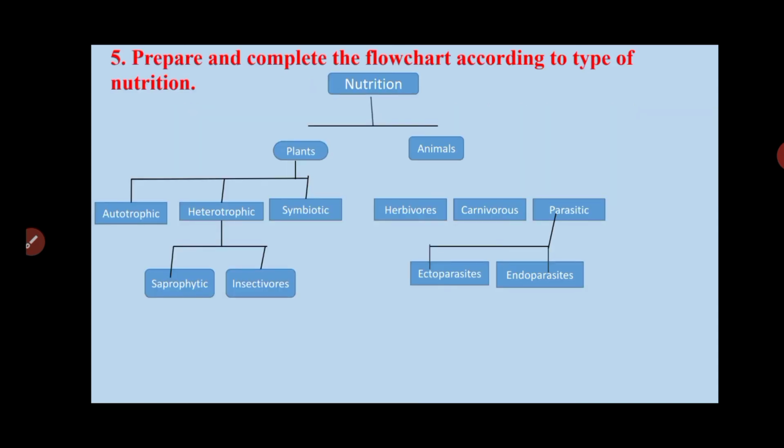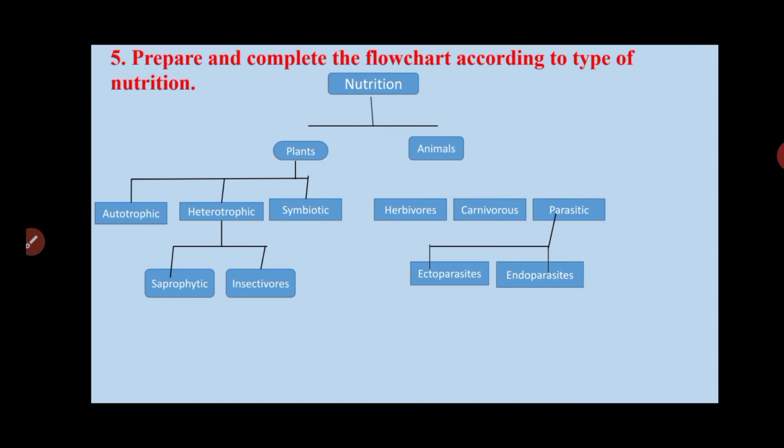Then fifth question, prepare and complete the flowchart according to the type of nutrition. So nutrition in plants and animals. Plants are autotrophic, heterotrophic and symbiotic, and heterotrophic plants are saprophytic or insectivorous. Animals have three types: herbivorous, carnivorous and parasitic. Animals are not autotrophic, so there are only three types: herbivorous, carnivorous and parasitic. And parasitic animals are ectoparasitic and endoparasitic. Ectoparasites live on the outer surface or outer skin of the organism, and endoparasites live inside the body of the organism.